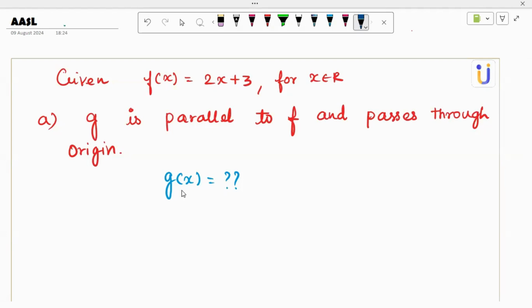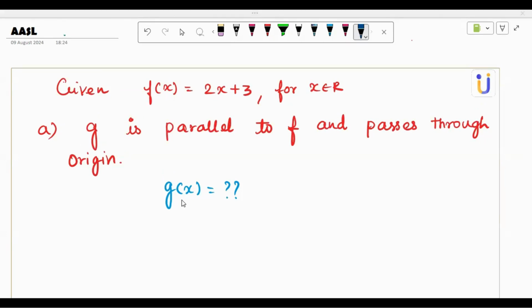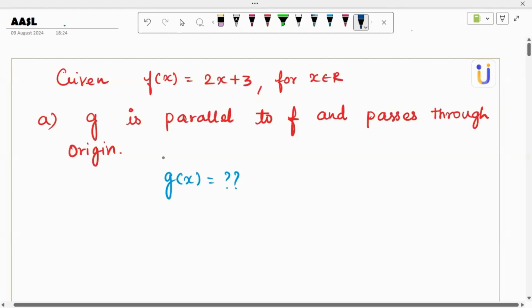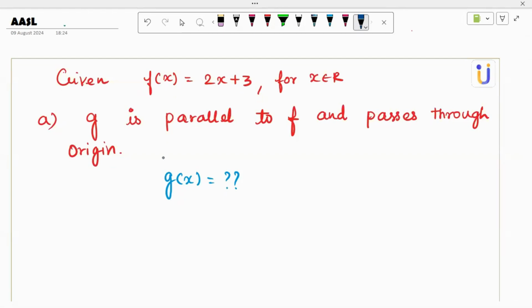So here we are going to solve the first question on the AASL November 2022 paper. And this is very simple. Given f of x is equal to 2x plus 3 for x belongs to R, g is parallel to f and passes through the origin.